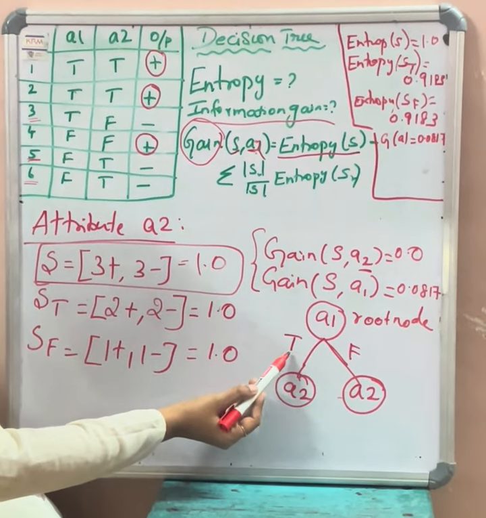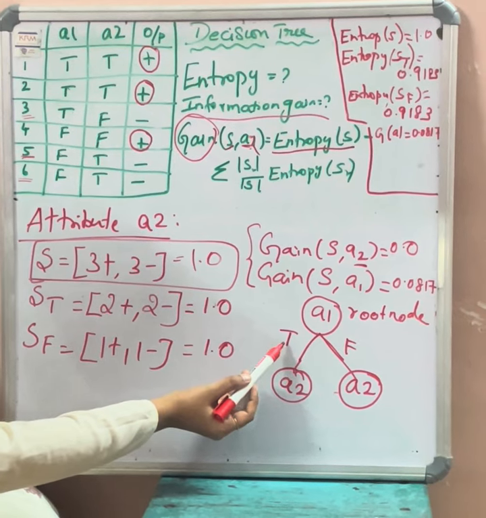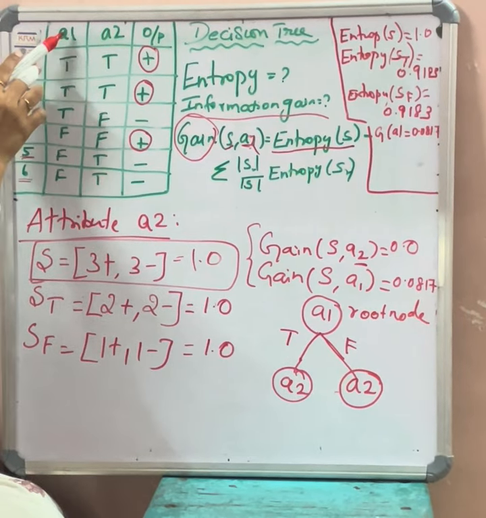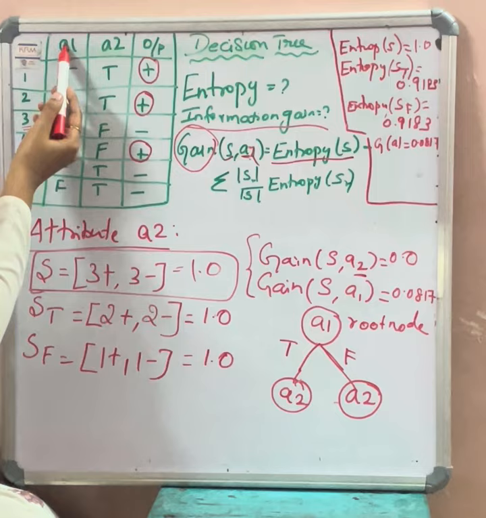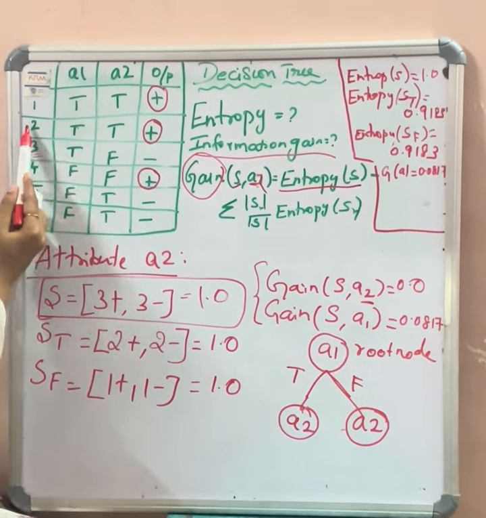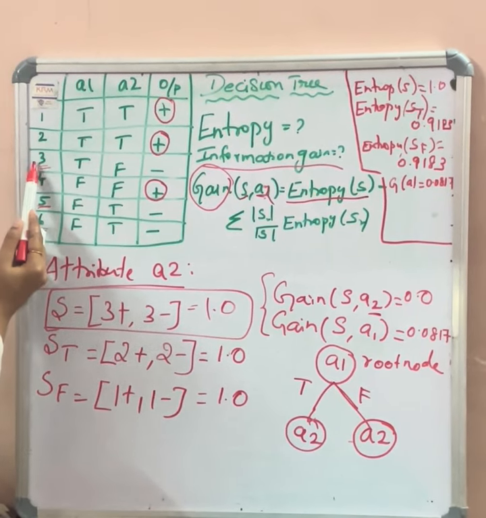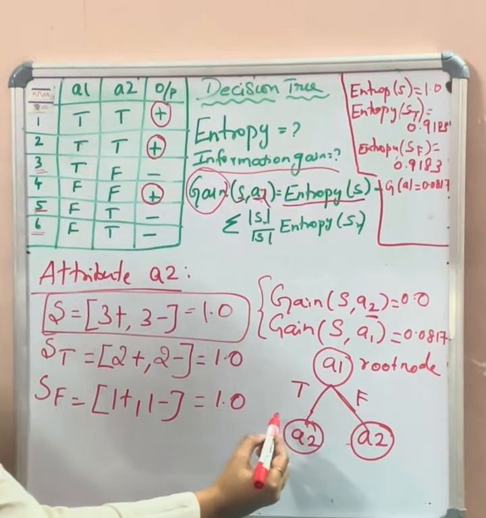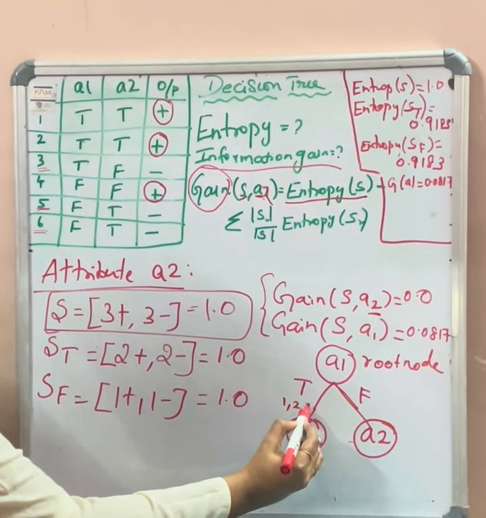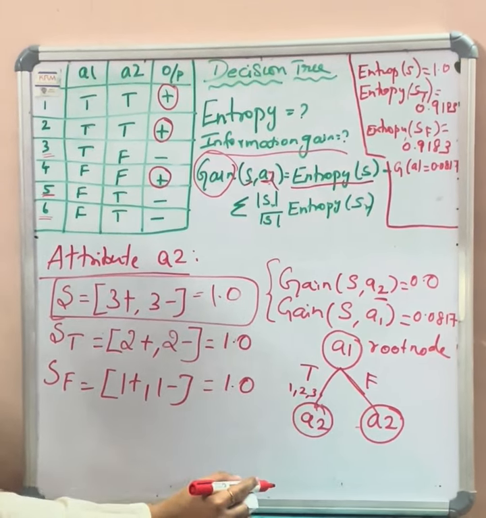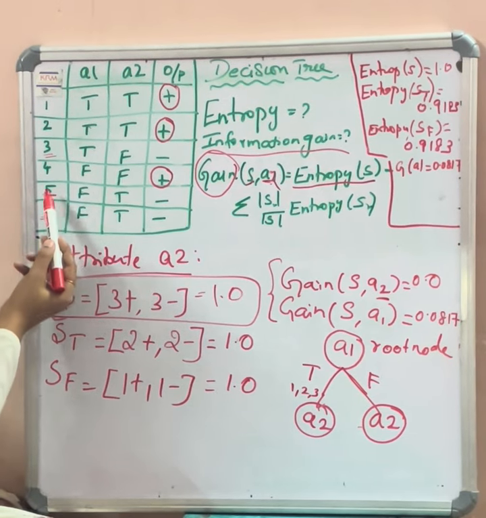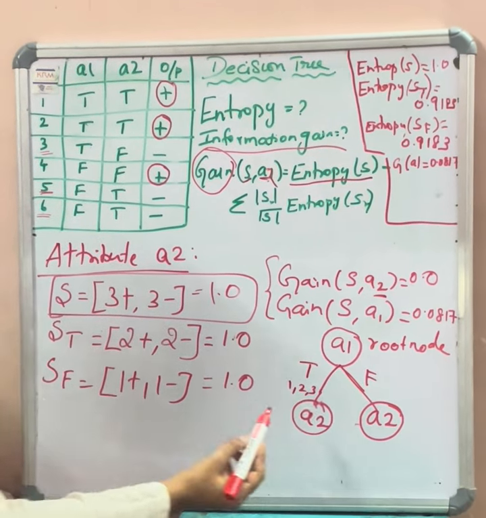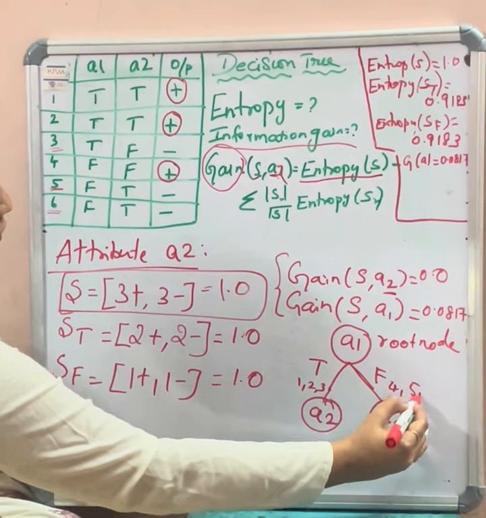Here in the true branch you have to check which samples are contributing true. This is for A1, right? A1 has sample 1 true, sample 2 true and sample 3 true. So samples 1, 2, 3 contribute true, and regarding false, 4 is false, 5 is false and 6 is also a false value. So let me give 4, 5 and 6.